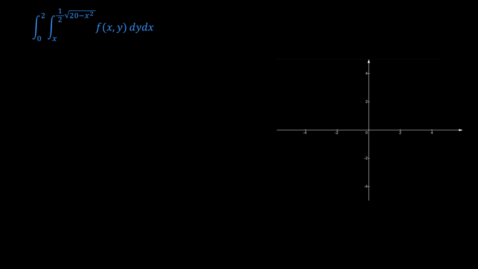Now look at this question. Double integral of the function f with respect to y, then with respect to x. Y is from x to 1/2 radical 20 minus x to the 2, x between 0 and 2. We want to reverse the order of integration here. So we want to write this double integral in the form of double integral of the function f with respect to x, then with respect to y.